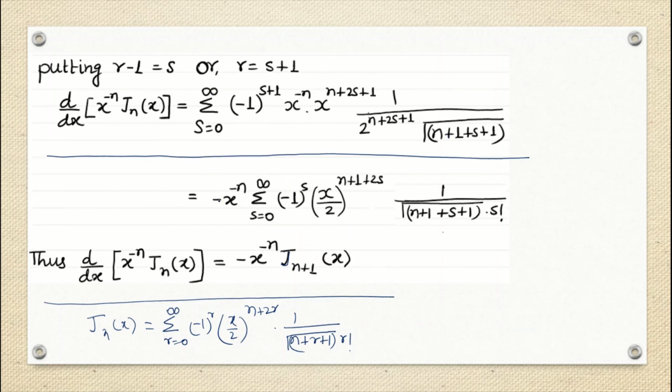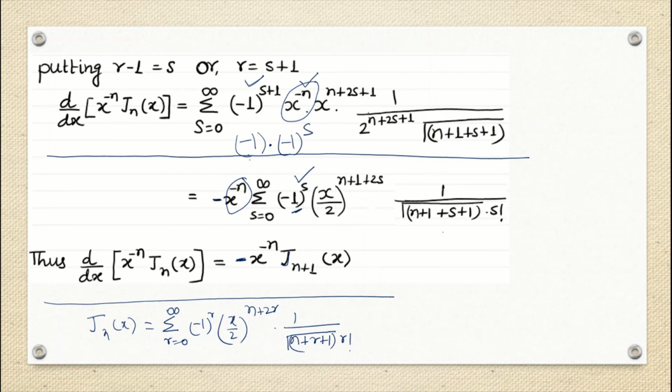Now what I am doing, x raised to minus n I am taking out. I have to take out this minus also, because this is the right hand side I have to prove. So if I take out this minus, minus 1 to the power s plus 1 is nothing but minus 1 into minus 1 to the power s. So if I write minus outside, here inside it will be minus 1 to the power s. So this term also got simplified. x raised to minus n has gone out.